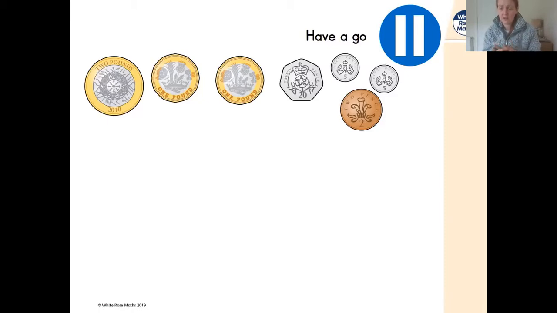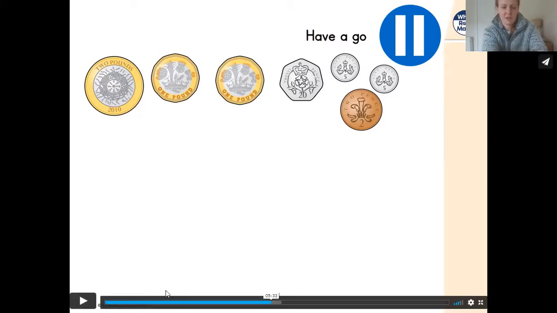Now, we did all these coins on Tuesday. Have a look. Can you write down for me, in whatever form that you want to, how much money is here? Can you jot it down for me? You might want to use a pound sign. You might want to do it all in pennies if you want to. You write down how much is there. Well done. I'll continue the video.